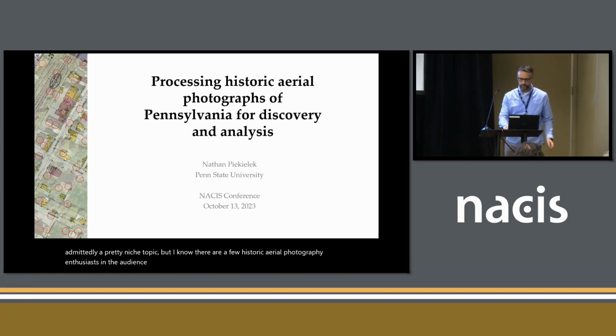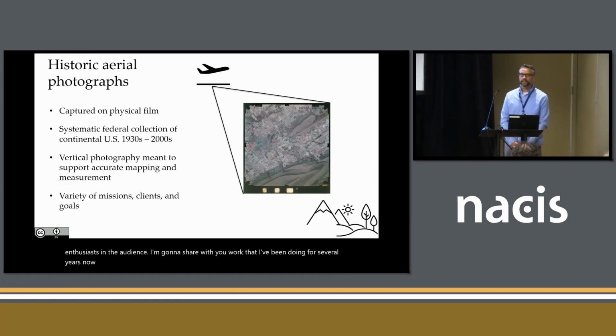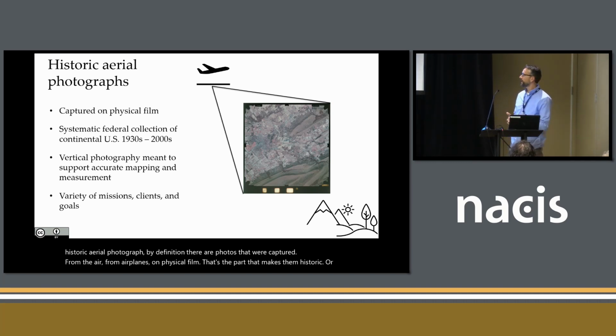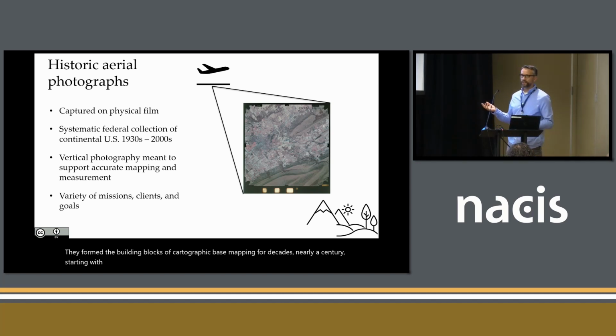I'm going to share with you work that I've been doing for several years now, but before we get to that, to make sure we're all on the same page as to what is a historic aerial photograph. By definition, they are photos that were captured from the air, from airplanes, on physical film. That's the part that makes them historic, or sometimes called archival aerial photos. They formed the building blocks of cartographic base mapping for decades, nearly a century, starting with systematic collection by the US federal government in the 1930s and extending into the early 2000s.